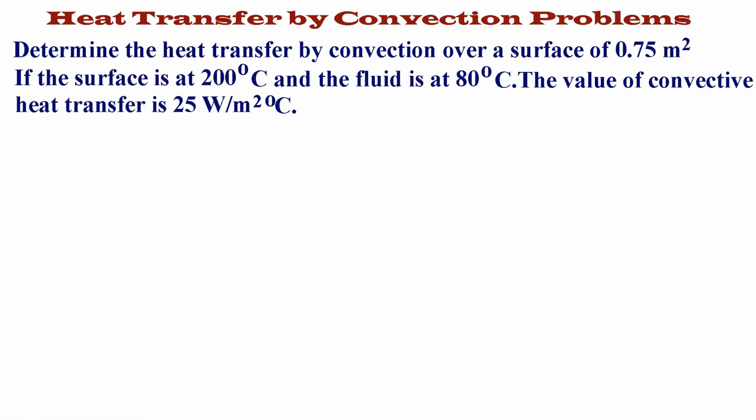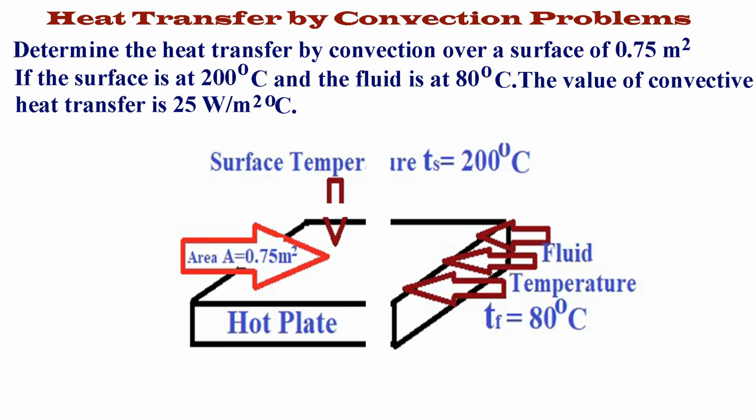Convection problem. Determine the heat transfer by convection over a surface of 0.75 meter square. If the surface is at 200 degrees centigrade and the fluid is at 80 degrees centigrade, the value of convective heat transfer coefficient is 25 watt per meter square degree centigrade.